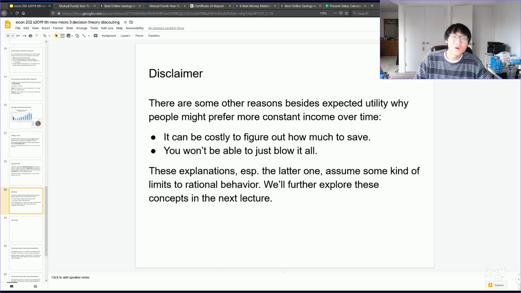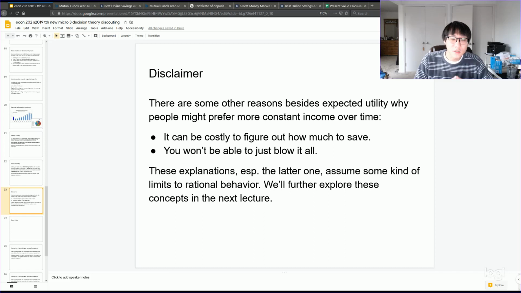Now I haven't really considered these two explanations because at some level, these explanations, especially the second one, involve some kind of limits to your rationality. To say that I prefer the money distributed over time instead of a lump sum because I know I'm going to blow the money and waste the money if I receive the lump sum, that's obviously not a rational way to behave. But of course, that's often a very real way that people behave.